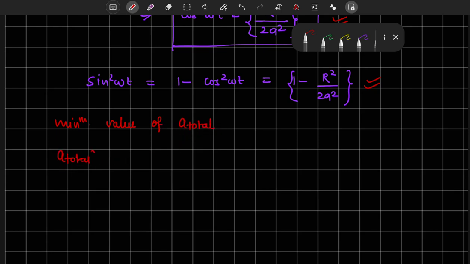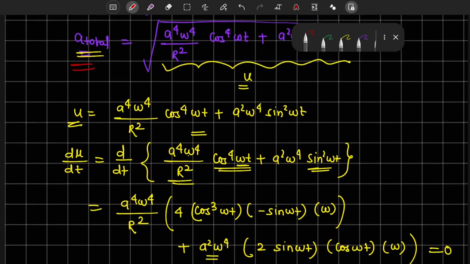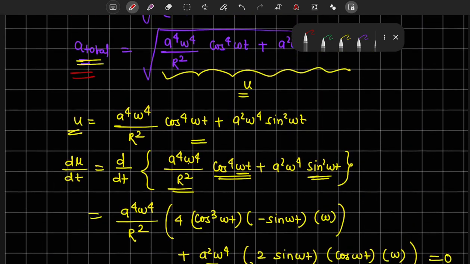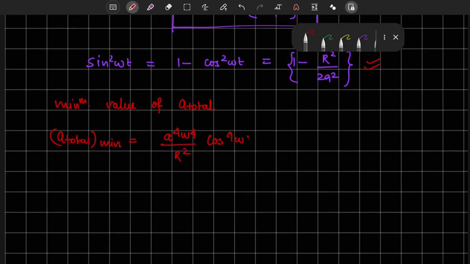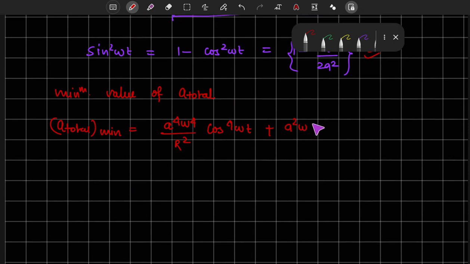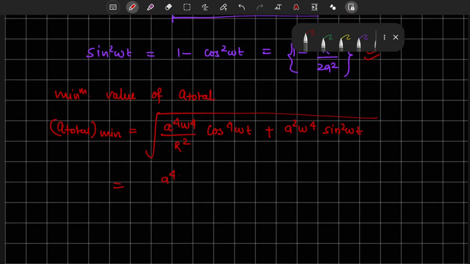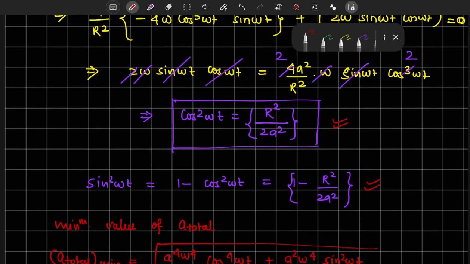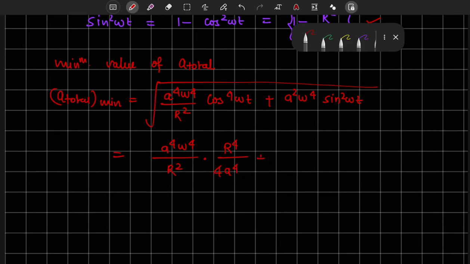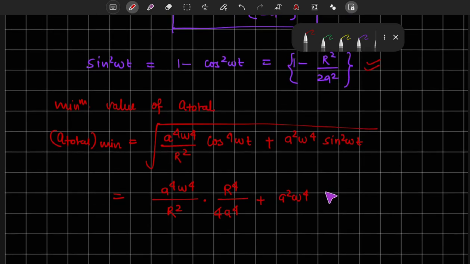We can write it as a total minimum is equal to, what is the expression, a to the power 4 omega to the power 4 divided by r square into cos to the power 4 omega t, plus a square omega to the power 4 sine square omega t, under root. Let us substitute the value of cos to the power 4 omega t and sine square omega t. So we will get a to the power 4 omega to the power 4 whole divided by r square. Cos to the power 4 omega t, we can write it as r to the power 4 whole divided by 4 a to the power 4, plus a square omega to the power 4 sine square omega t is 1 minus r square by 2a square, under root.